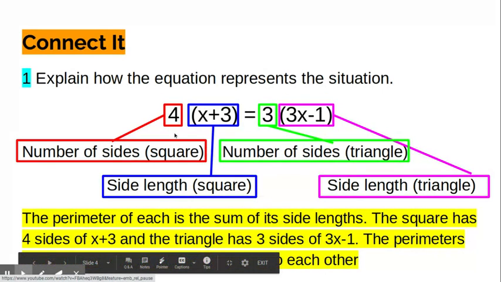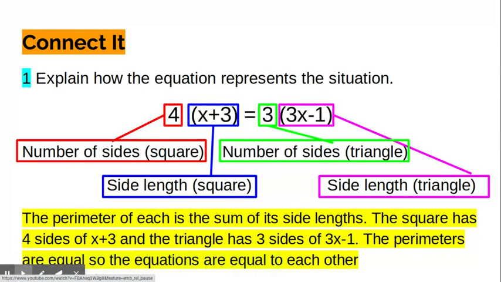So we have 4 multiplied by x plus 3 is equal to 3 multiplied by 3x minus 1. The 4 represents the number of sides that we have in that square. And since each side length is x plus 3 and there are 4 side lengths, that's why you multiply them together. The 3 represents the number of sides in a triangle, and that 3x minus 1 represents the side length for a triangle. Since there's 3 of them, that's why you multiply it.